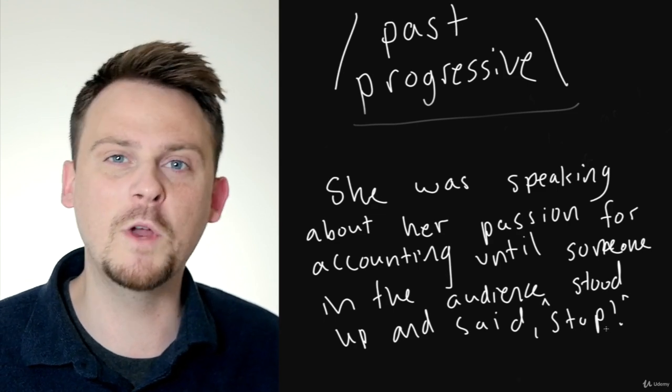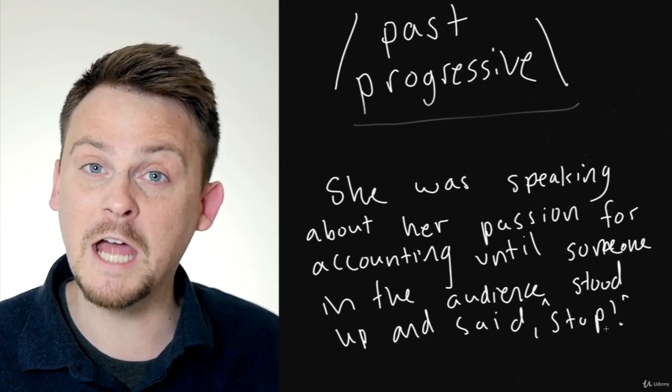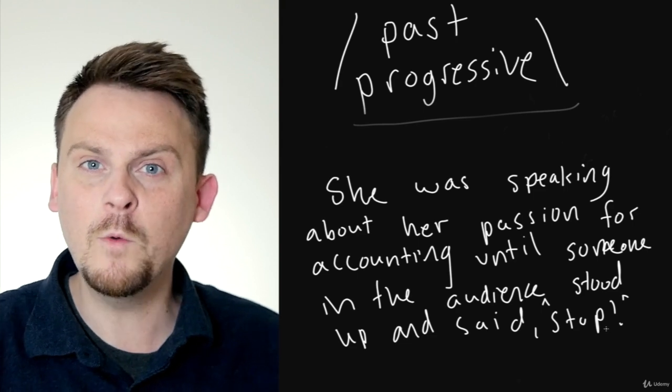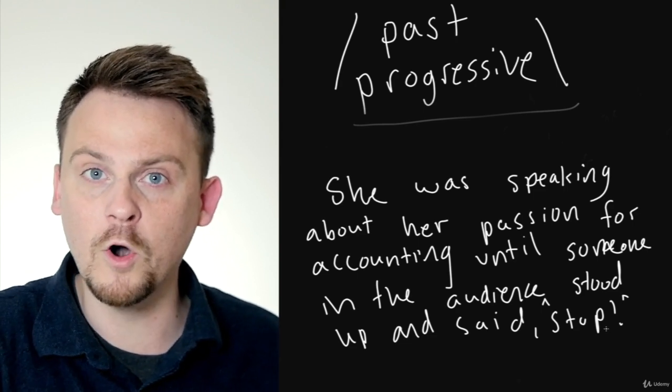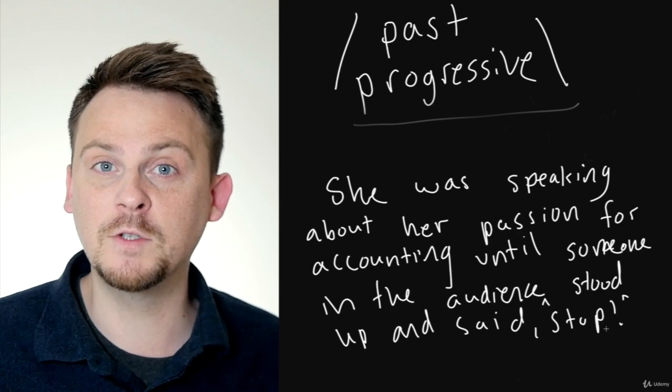Now that's kind of a weird example, but hopefully it gives you an idea for why we would use was or were plus ing and then use the simple past.